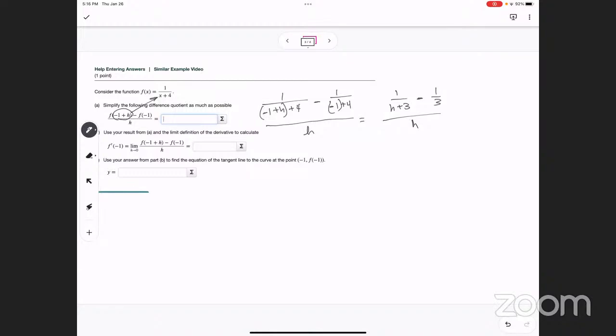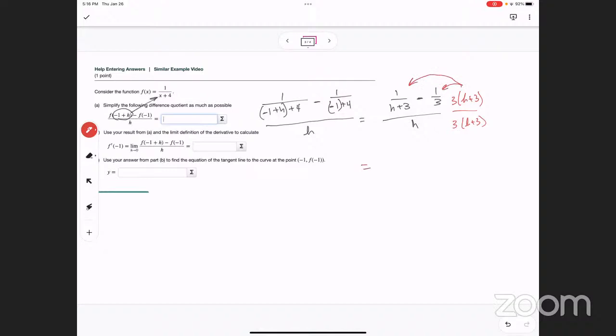Now, to simplify this, it's a little bit different. For this one, you're going to want to multiply. This is what I call multiplying by the least common denominator. You're going to multiply the top and the bottom by 3 times h plus 3. There's a couple ways you can do this, but this is how I prefer to do it. And the reason you want to do that is because now when I distribute this here and here, it cancels it out.